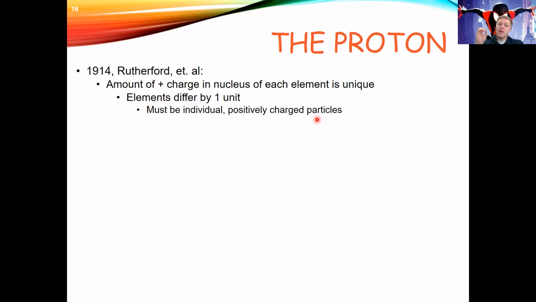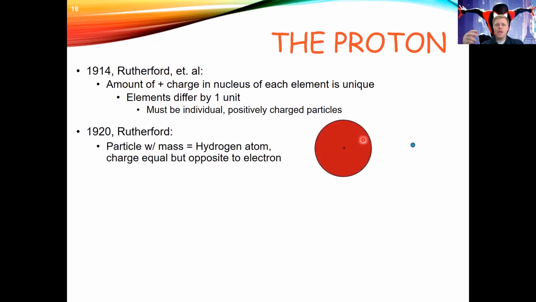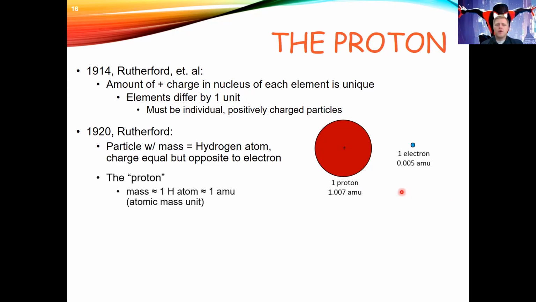So from that, he was able to postulate that there must be some sort of individual positively charged particle. And I'm sure at that time they thought this was an individual particle too, but it's not. But there are individual positively charged particles. And in 1920, Rutherford discovered a particle that had a mass about equal to a hydrogen atom, but a charge equal and opposite to an electron. So there's this big positively charged thing that he dubbed the proton. And the proton weighs a lot more than the electron.